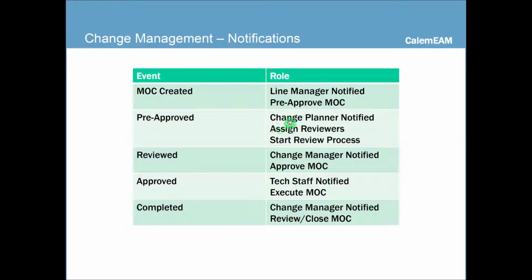So let's look at the notifications. When a change request is created, line manager is notified. Line manager would pre-approve the change. When the change request is pre-approved, change planner gets notified, and the change planner assigns reviewers and starts the review process. Once all the reviewers agree to the change, the request status changes to reviewed, change manager gets notified, and change manager can approve an MOC.